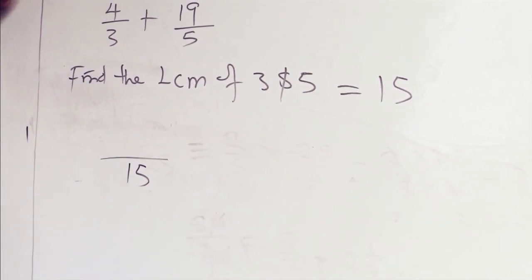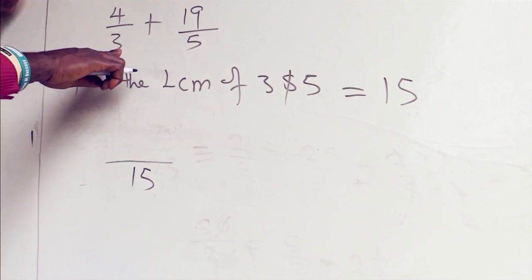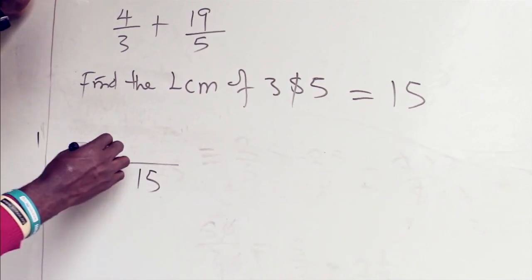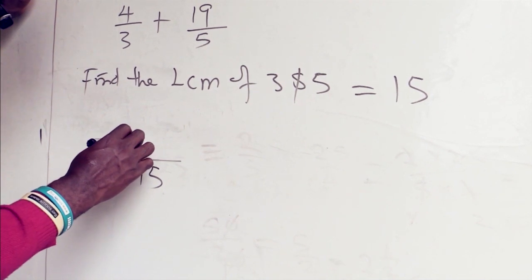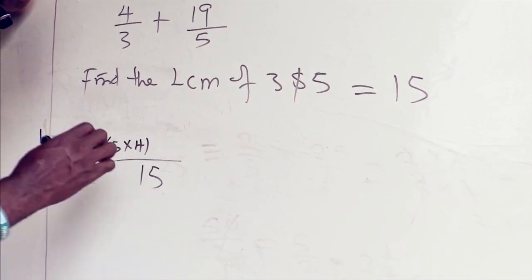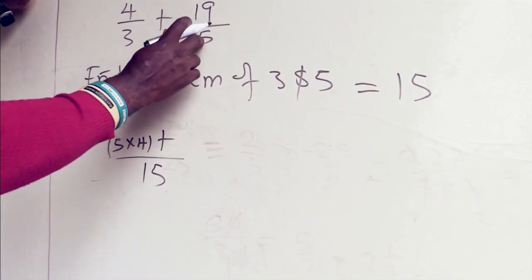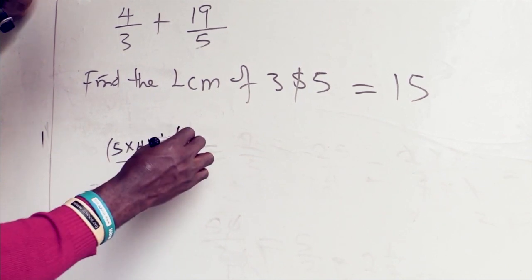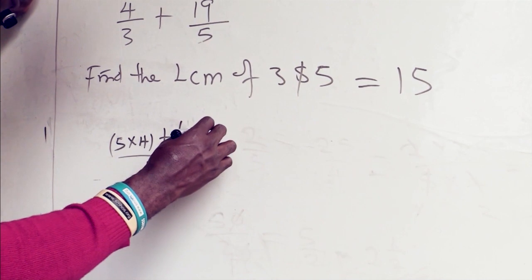As you have done before, what do you do? You use the first denominator here to divide the new denominator, and the answer will give you 5. Now multiply it with what? With the numerator, which is 4. Now remember your plus sign here. Use 5 here, divide 15, you will have 3. Then multiply by the numerator, which is 19.